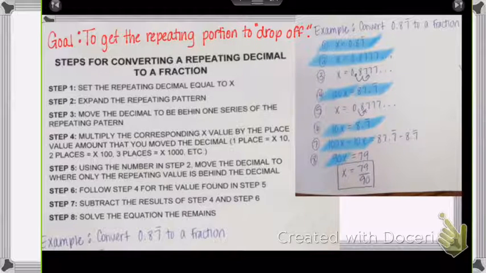And 87.7 repeating minus 8.7 repeating leaves us with 79. Then we solve the one-step equation that remains, meaning we divide 79 by 90, and then reduce that fraction if necessary. These are the steps that we went through in class for converting repeating decimals to a fraction.